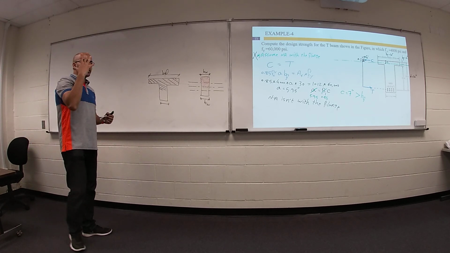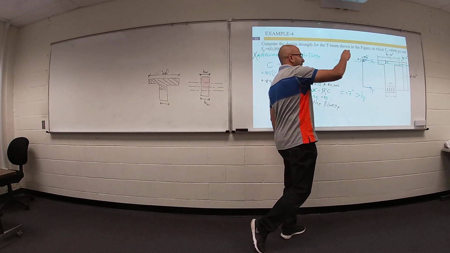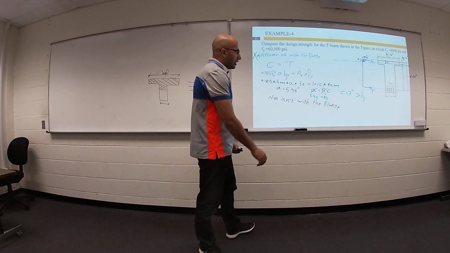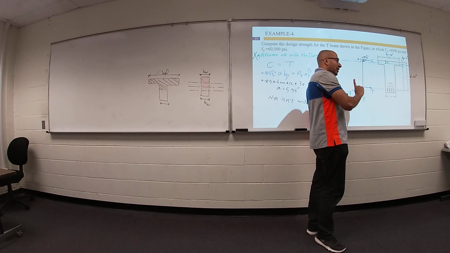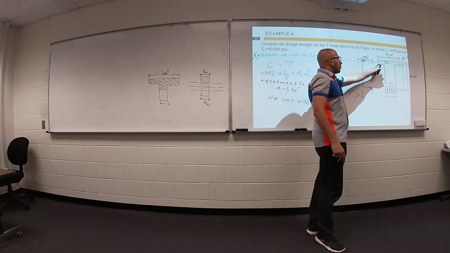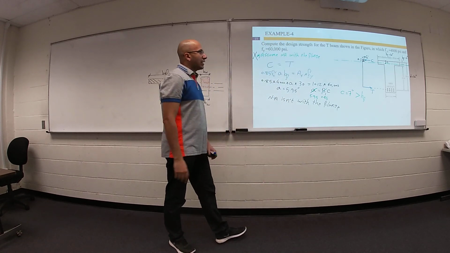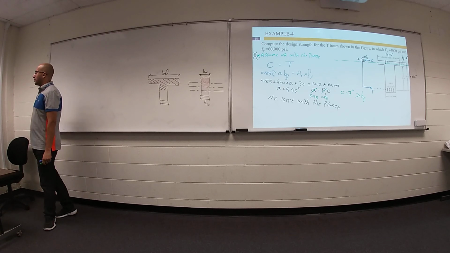Your assumption is not correct. So to solve your T section, we need first to assume your neutral axis is within the flange. Do your calculation, check the depth of your neutral axis. If your depth is greater than the thickness of your flange, then your assumption is not correct. Your neutral axis is outside the flange.